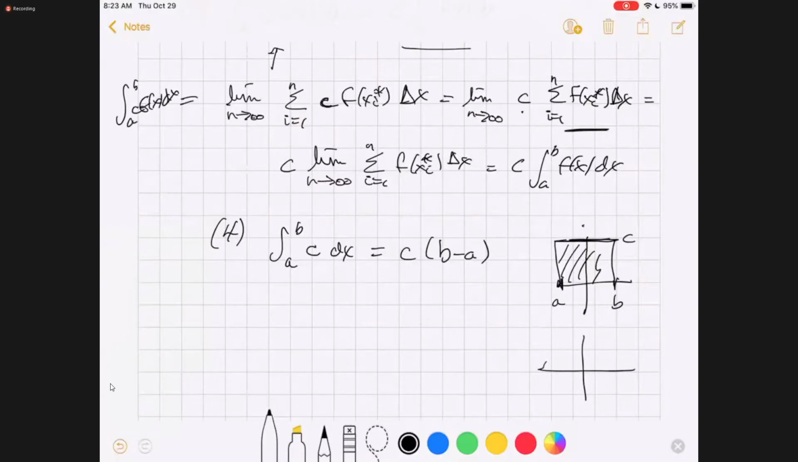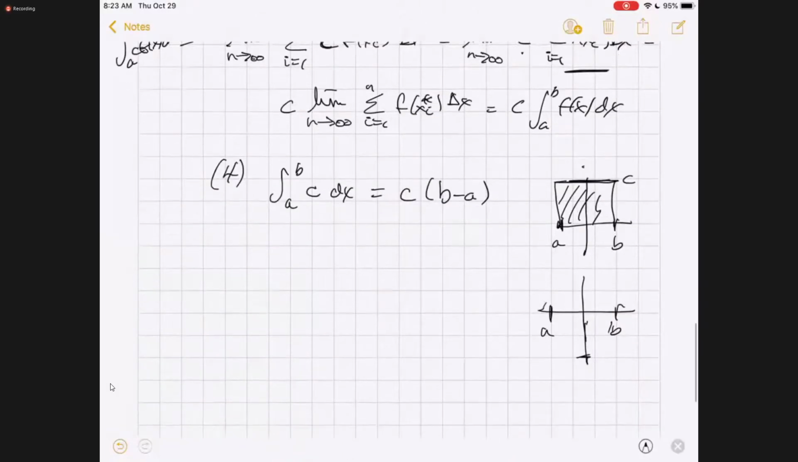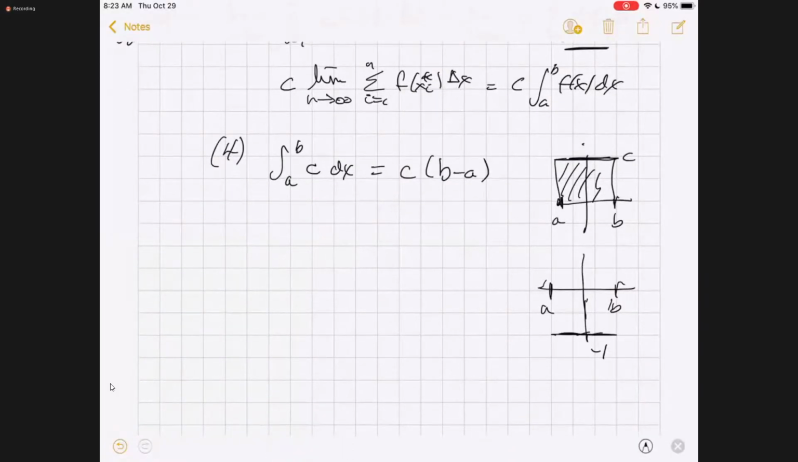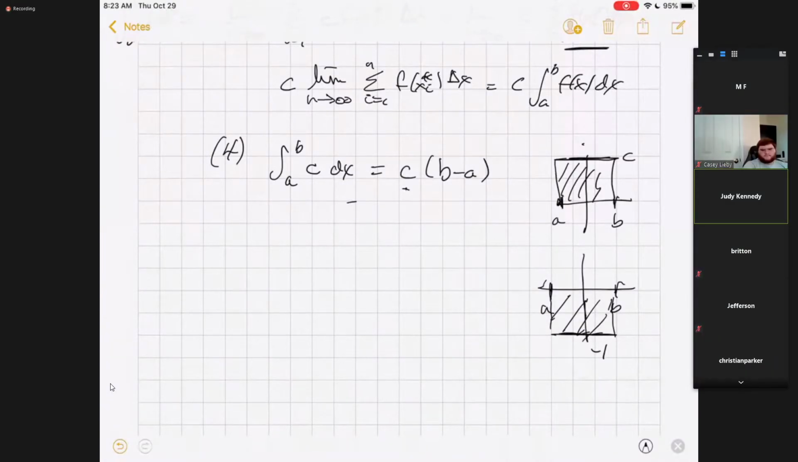Say c is minus 1. So it's a constant function there. Well, now you've still got a rectangle involved, but it's completely beneath the x-axis. And actually that's going to make, instead of computing the area, you're going to get minus the area with the integral, because c's negative in here. But this rule still holds. c's negative, c's positive, or c's equal to 0.